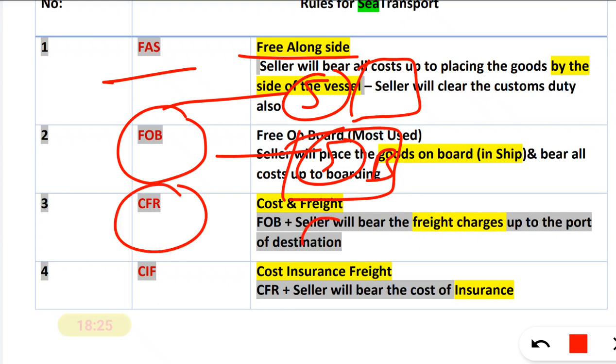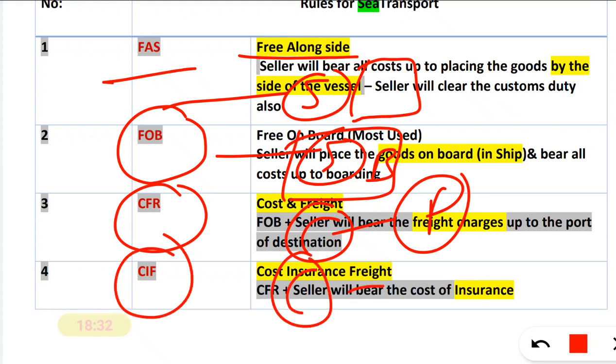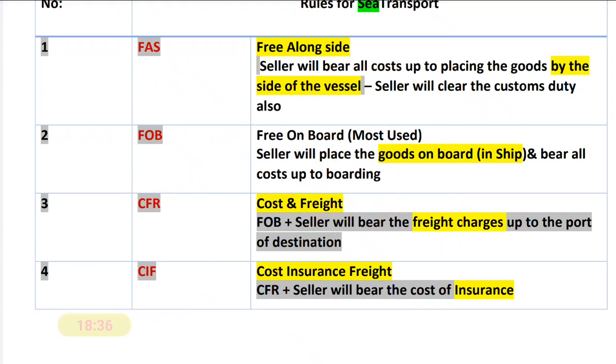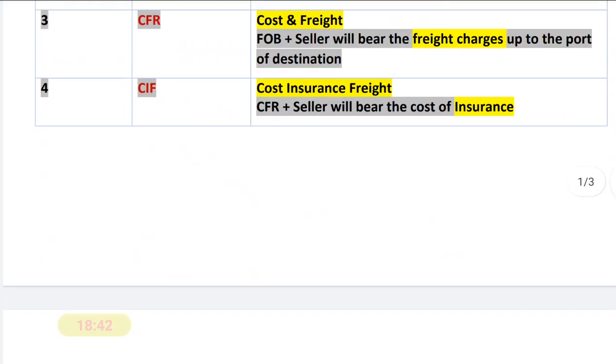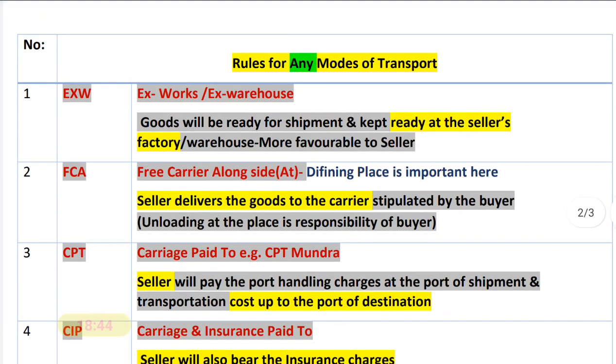CFR means cost and freight, that is, transportation charges will be paid by the seller. CIF means transportation along with the insurance charges will be paid. Okay, so as we move further, the responsibility of the seller increases. The same way here for any mode of transport.